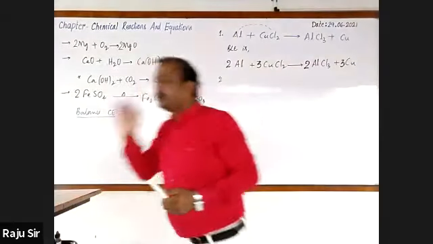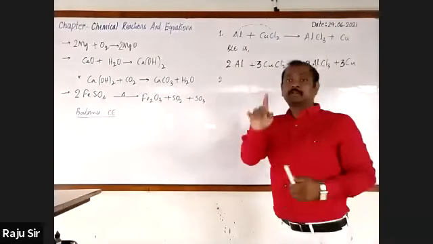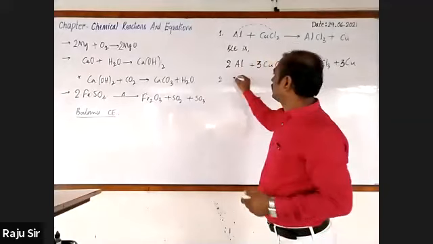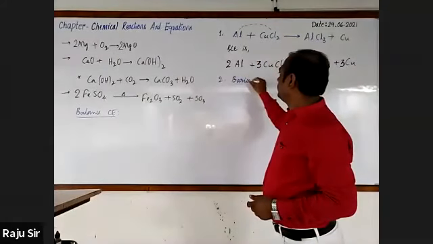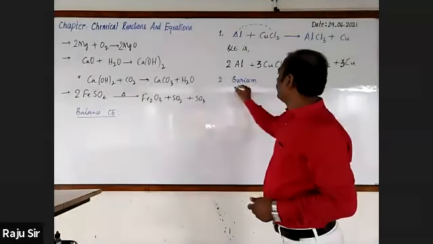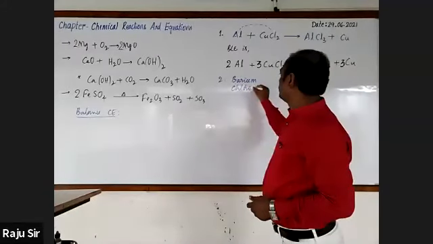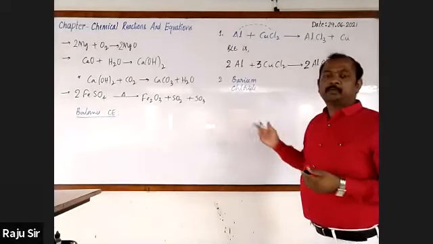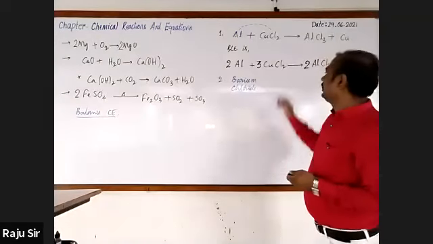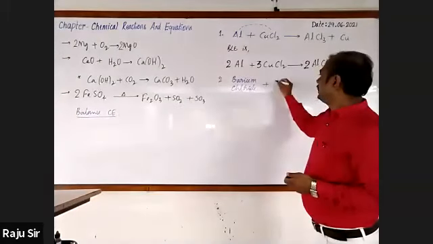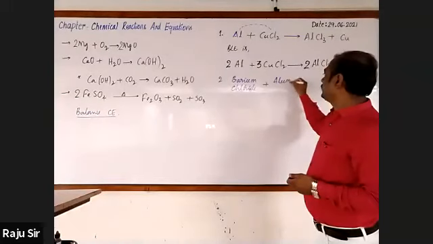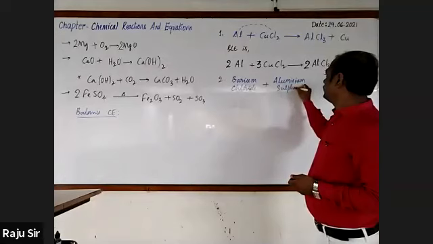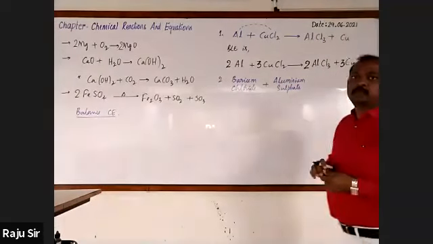Here, barium chloride solution reacts with aluminum sulfate. Barium chloride. Please write with me. Barium chloride. It is an aqueous solution, means prepared using water. Barium chloride solution reacts with aluminum sulfate. Aluminum sulfate. This is also an aqueous solution.